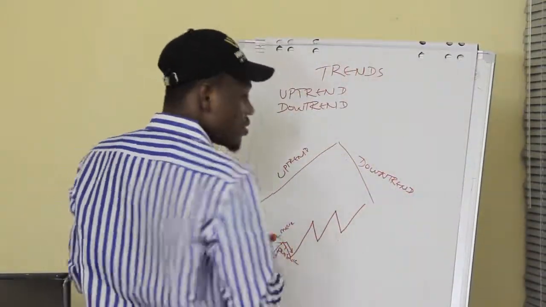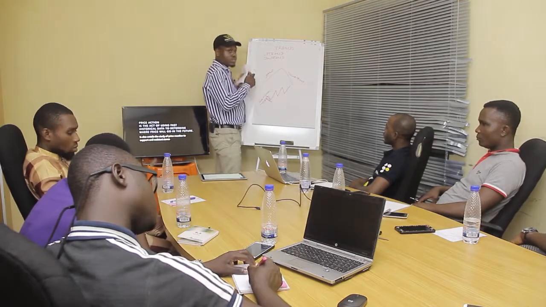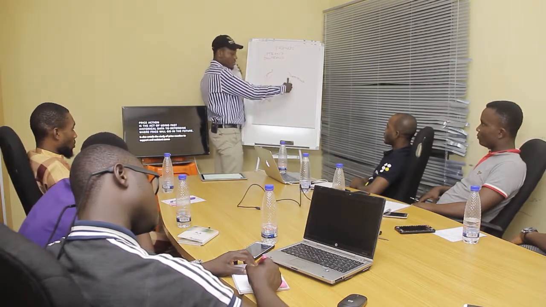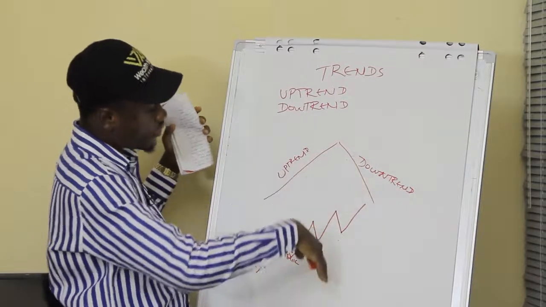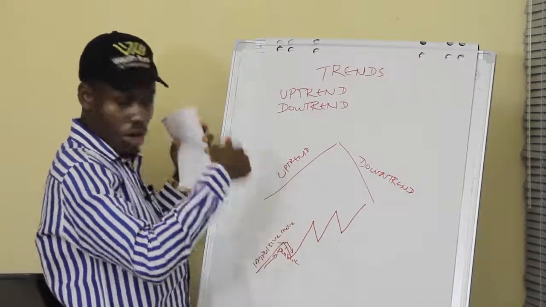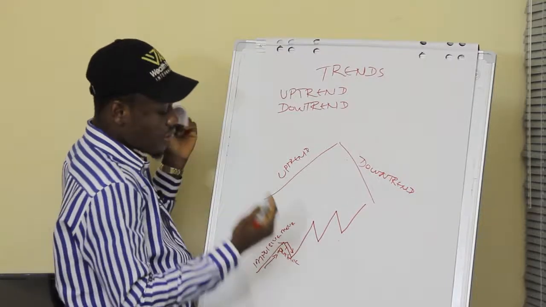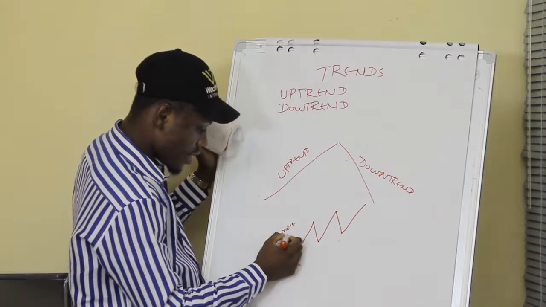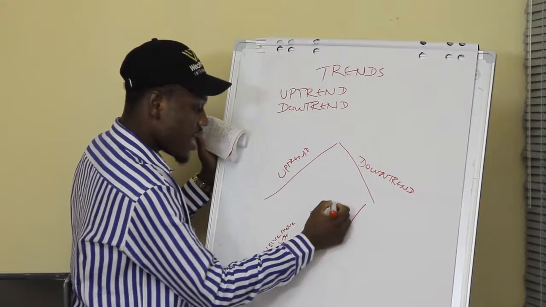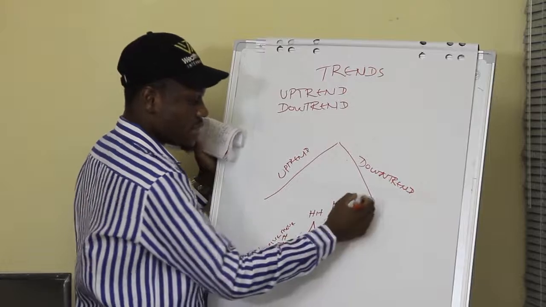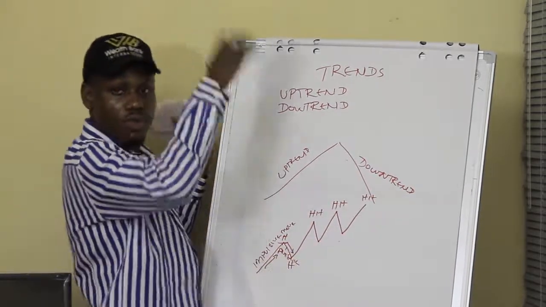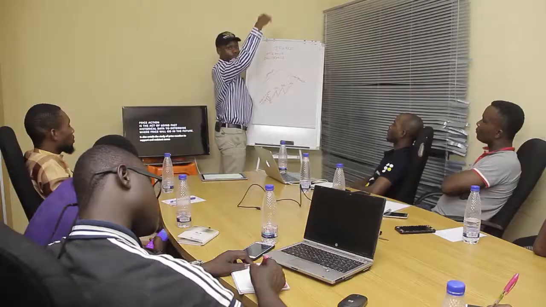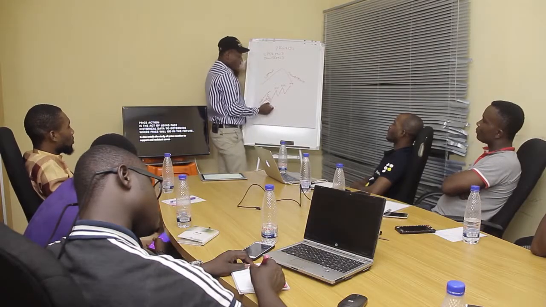A downtrend is called a downtrend because the market makes a series of... sorry, let's talk about the uptrend first of all. An uptrend is called an uptrend because the market makes a series of higher highs. We have a high, and then we have a higher high, and then another higher high. The market is moving upward, making levels of highs, and then it's making what are called higher lows.